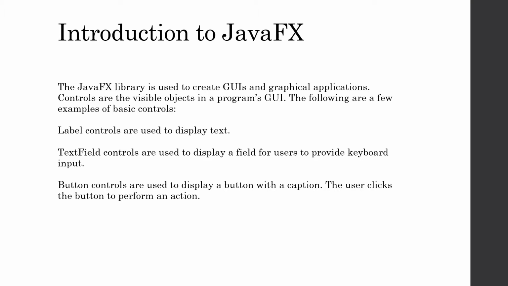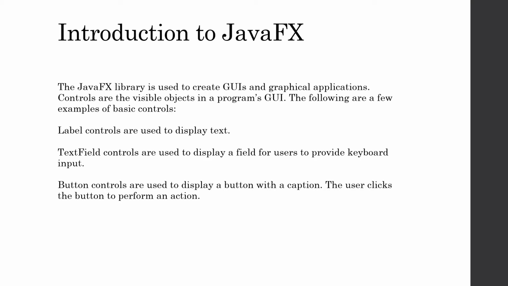The text fields themselves, these are going to be controls that are used to display a field for users to provide keyboard input, so essentially just somewhere where you can type in some input for your program, for your application. And then we're also going to have buttons, which are just controls used to display a button with some kind of caption or some text inside of it. And then the user will click this button in order to perform some kind of action.